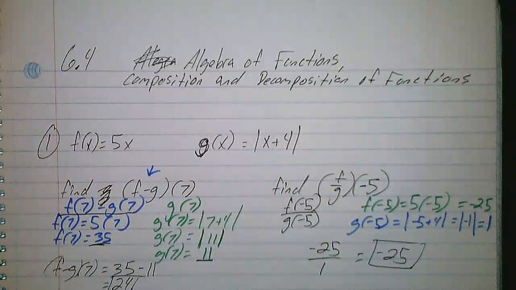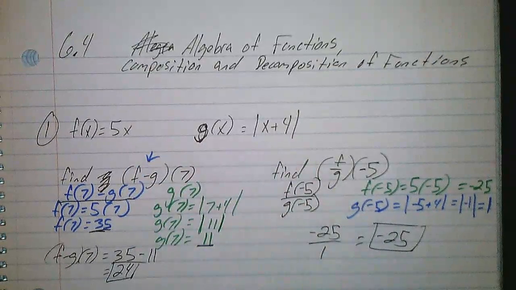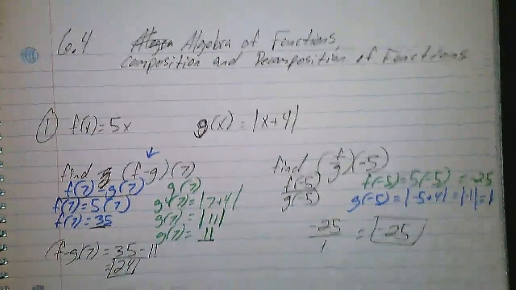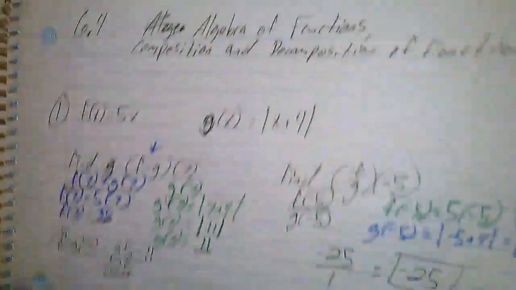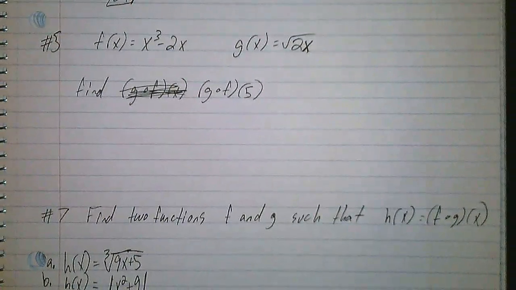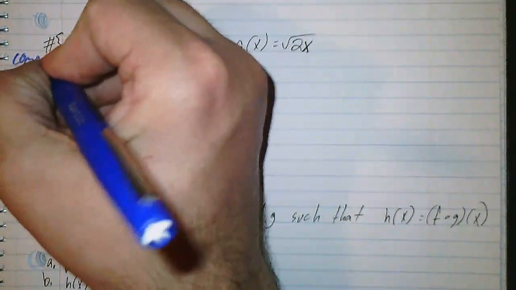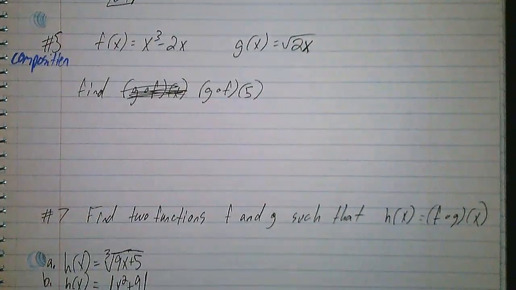So on each problem, you will be given your functions. You'll be given the operation to perform and a value to plug in. So find those values and perform the operation. Then, at number 5 on the homework, we get into the composition of functions, or composing functions, or composite functions.